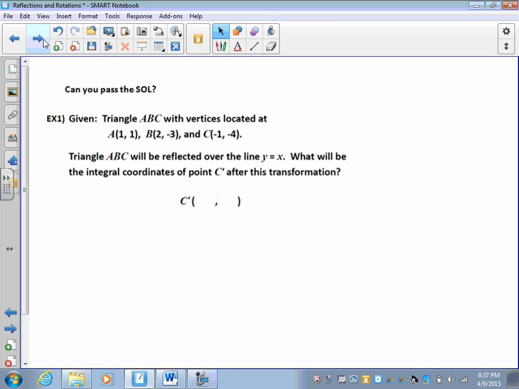Can you pass the SOL? Triangle ABC with vertices located at A (1, 1), B (2, -3), and C (-1, -4). Triangle ABC will be reflected over the y equals x line. What was the rule for y equals x? You switch the x and y. So if I'm looking at C prime, I take C and switch the x and y, and my answer should be -4, -1. Okay, do the rest on your own.